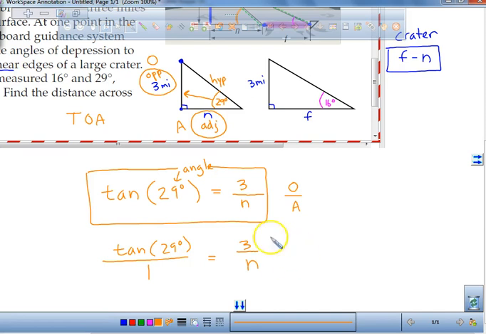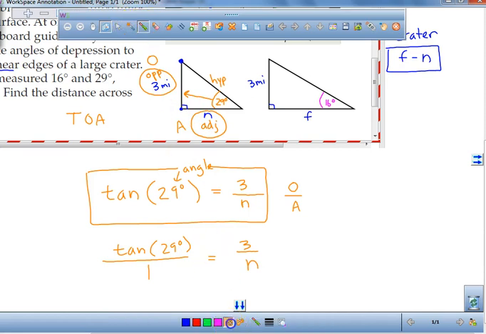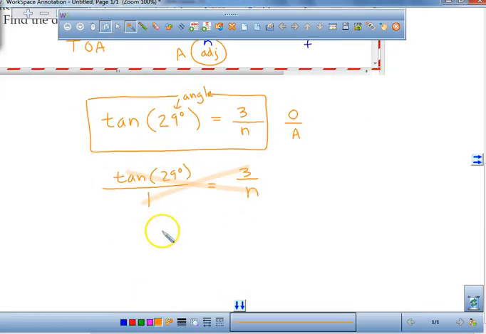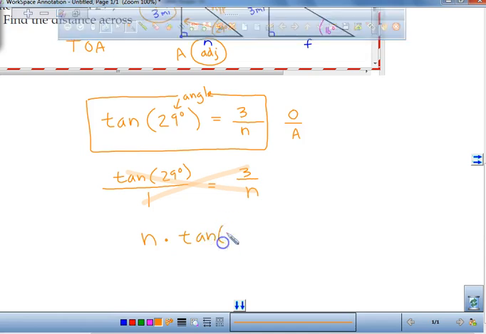Now, by the way, when you get to this part, you need to ask yourself, is this going to be the hard way or the easy way? Because where's my variable? It's in the denominator. Whenever it's in the denominator, you always have to go that one extra step. So look what happens when you cross multiply. When you cross multiply those, you get n times the tangent of 29 degrees equals the product of 3 times 1, which is 3.